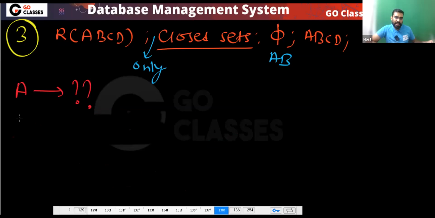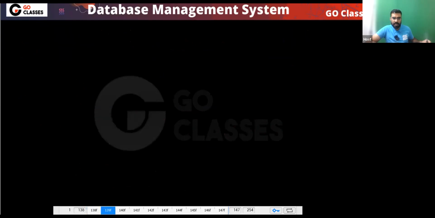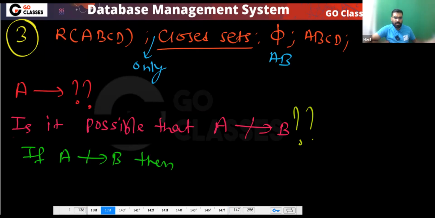Is it possible that A does not determine B? Is it possible? If A does not determine B, then what will happen? Then A will be closed. Yes or no? Then A will be closed.